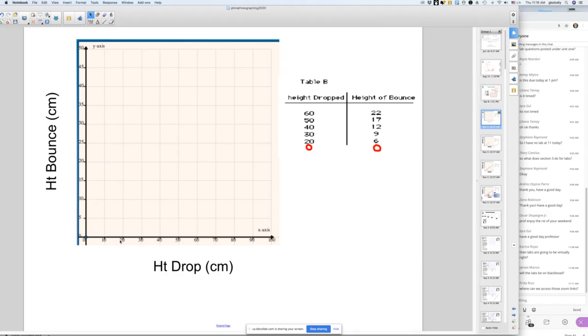So this one I made by tens, okay? And therefore it ends here. The height of bounce only goes up to 22, so I can make a different scale to spread it out a little bit more, going by fives this way. So basically you've got to make the scale big enough so that you can take up most of your graph. You don't want the whole graph to be over here, okay? You want to fill up as much of this as possible.